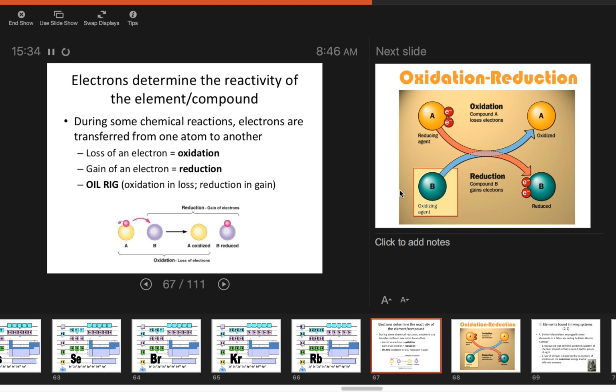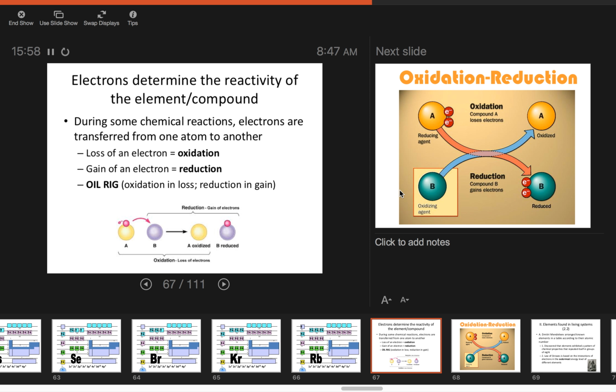atoms or elements gain or lose electrons, what's happening is a redox reaction. Okay. So during some chemical reaction, electrons will be transferred from one atom to another, and as a result, the one atom that gives it up obviously is going to lose that electron, and we call that oxidation. And then the element that gains the electron is called a reduction.